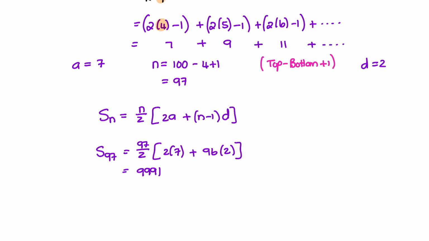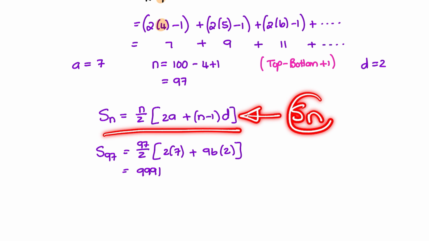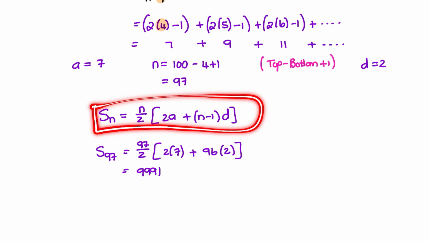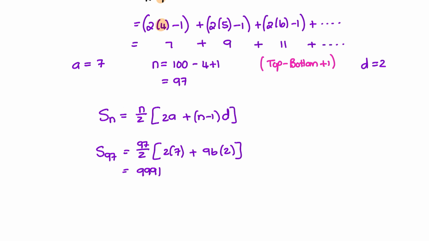Now your job becomes quite simple. You just need to choose the right formula from the formula sheet, and we need to use the one for an arithmetic series because we have a constant difference between terms. We do have n, which is 97, so we can substitute that. We have a, which is our first value, and that is 7. And we have the difference between terms, which is 2.